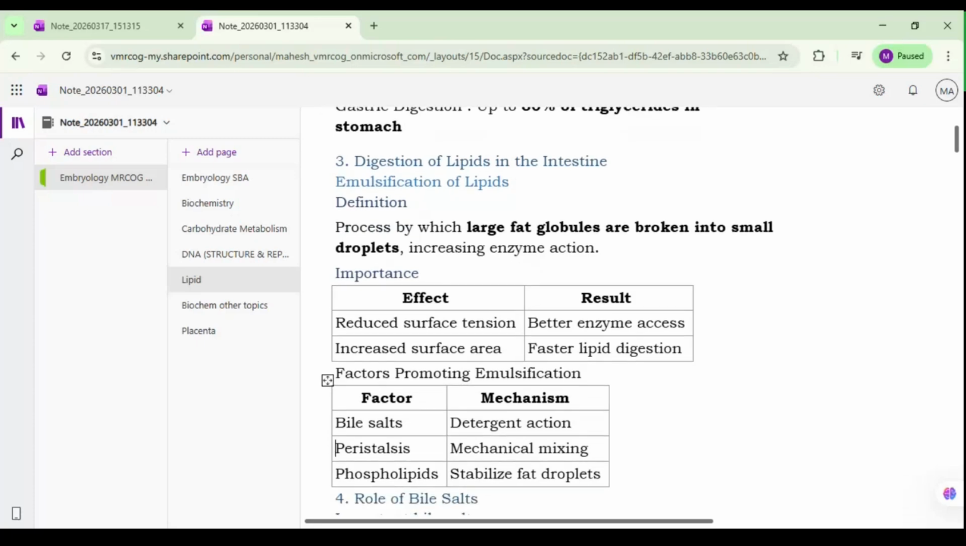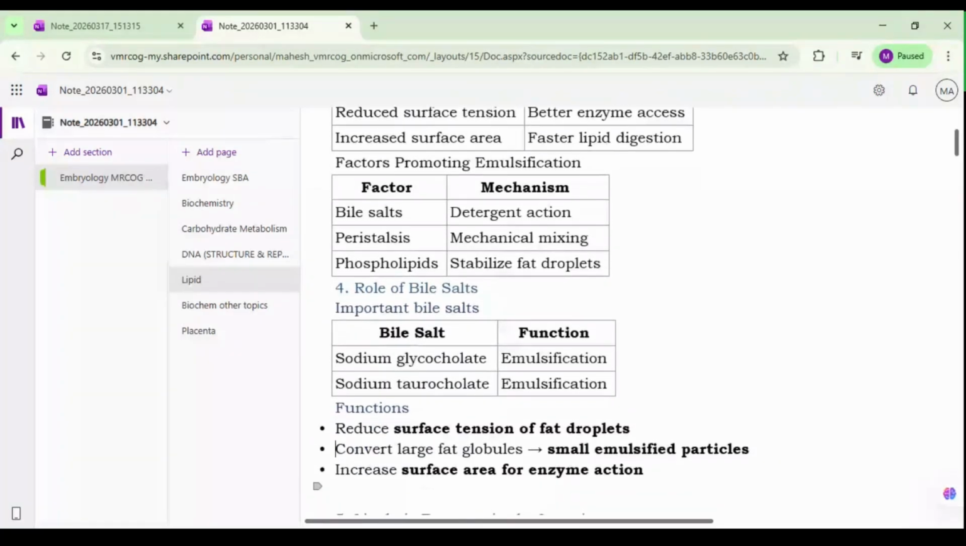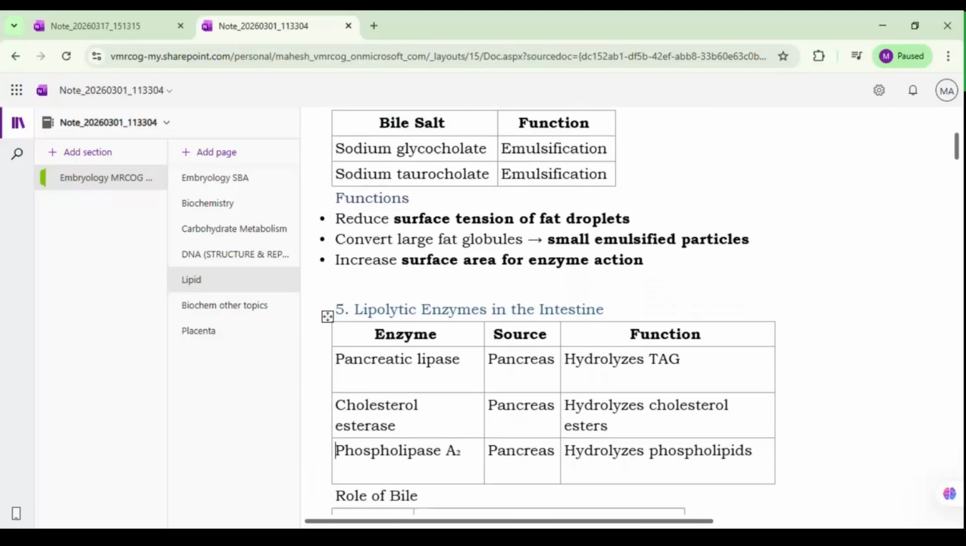Okay, so what are the factors promoting emulsification? Most important are the bile salts, second peristalsis, and third the phospholipids. The bile salts will have detergent action, the peristalsis will help in mechanical mixing, and phospholipids will stabilize the fat droplet. Okay, so what is the role of bile salts here? There are two important bile salts. You remember sodium glycocholate and sodium taurocholate. They are important in the process of emulsification. Okay, so they reduce the surface tension of fat globules, convert large fat globules into small emulsified particles, and increase the surface area for better enzymatic action.